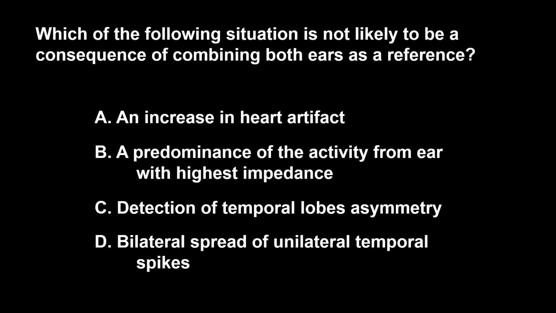Next question. Which of the following is not likely to be a consequence of combining both ears as a reference? A. An increase in heart artifacts. B. A predominance of the activity from the ear with the highest impedance. C. Detection of a temporal lobe asymmetry. D. Bilateral spread of unilateral temporal spikes.